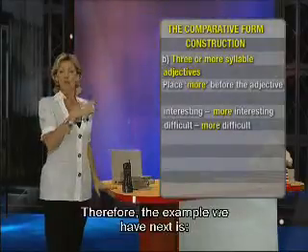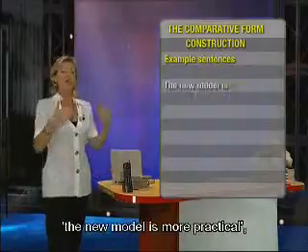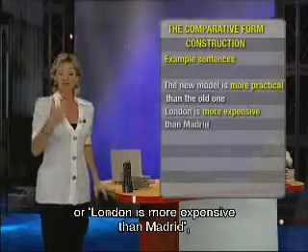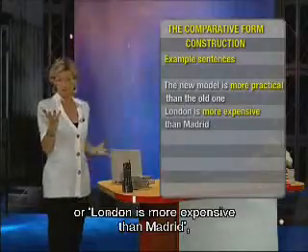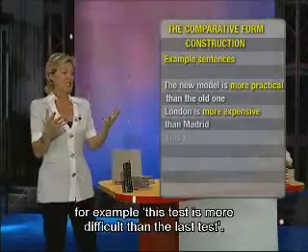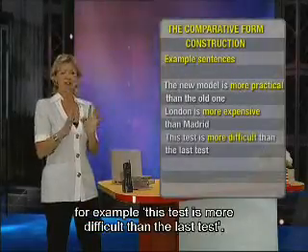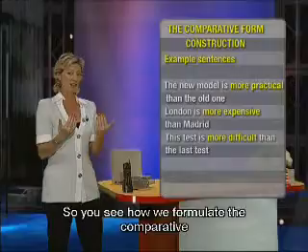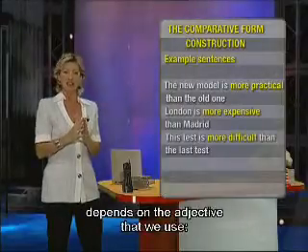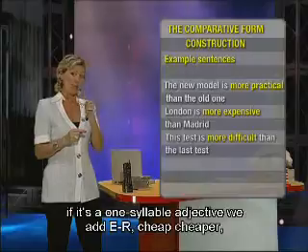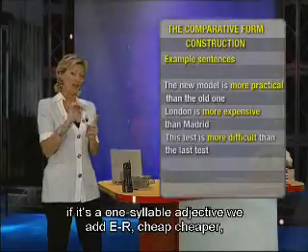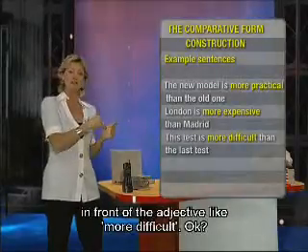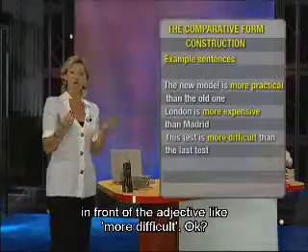Therefore, the example we have next is the new model is more practical, or London is more expensive than Madrid, for example. This test is more difficult than the last test. So you see, how we formulate the comparative depends on the adjective that we use. If it's a one-syllable adjective, we add ER, cheap, cheaper. If it's 3 syllables or more, we add more in front of the adjective, like more difficult.